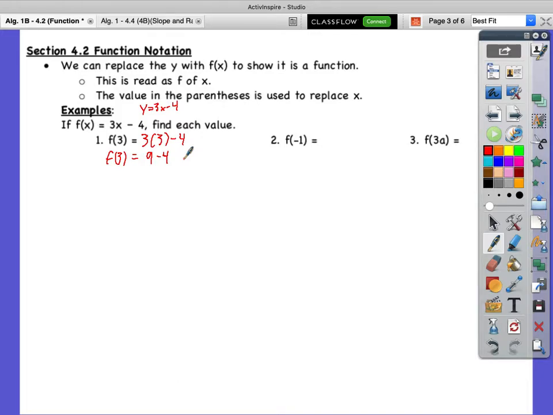Okay? And then we have one final step, which some of you guys have already said. F of 3 is now equal to what number? What's 9 minus 4? 5. F of 3 equals 5. And that's our answer, okay?